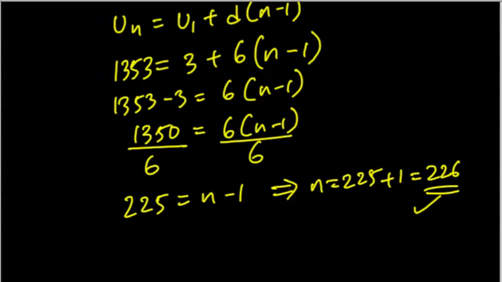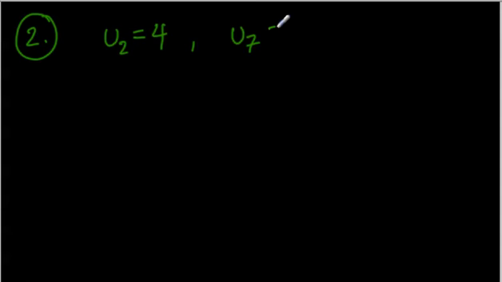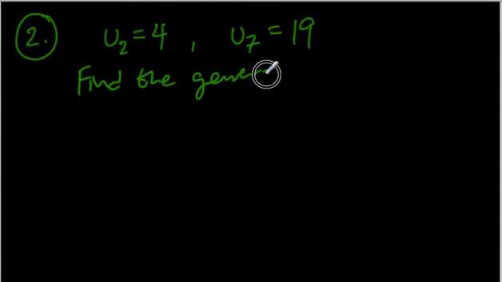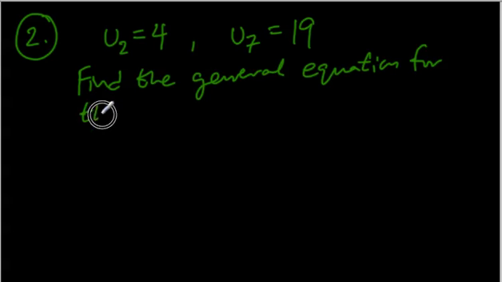And that's it. All right? Let's go over the second example. So the second example that I have is the following. Let's say, for example, you know the second term of a sequence, and that is 4. Let's say you also know the seventh term of the sequence, and that is 19. So the question is, find the general equation for this arithmetic sequence.